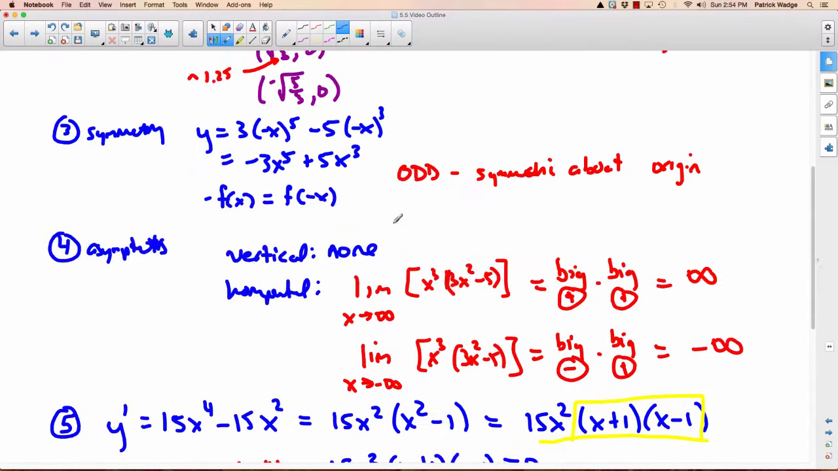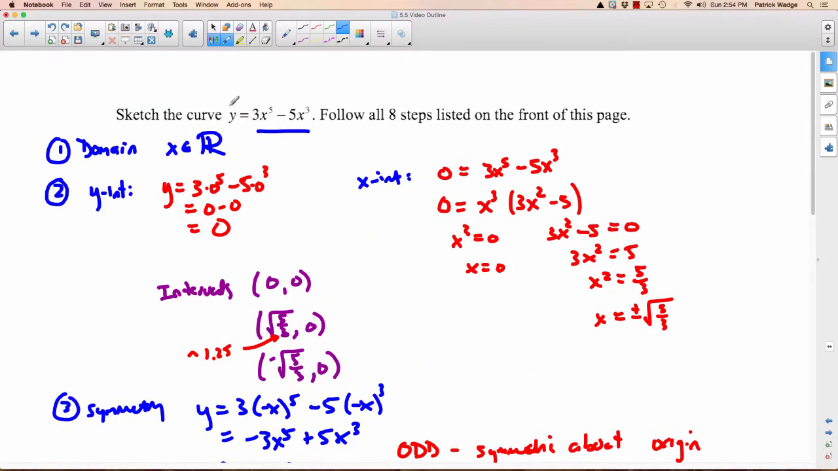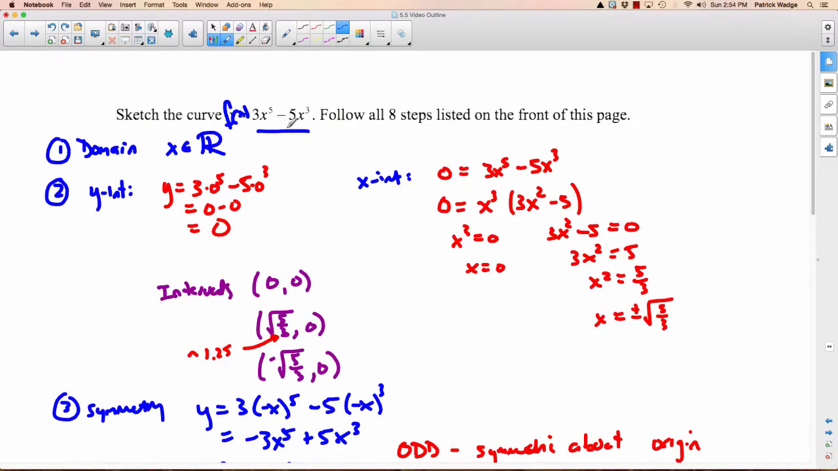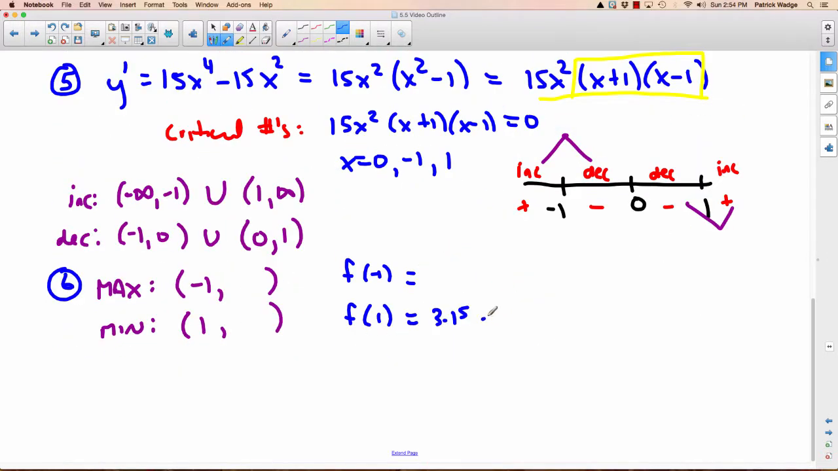So let's do that. Go back up here. I know it says y, but you know that means the same as f of x, right? So you just plug in 1 and negative 1 into there. Let's do 1 first. So we have 3 times 1 to the 5th, and then minus 5 times 1 cubed. So 1 to the 5th is 1 times 3 is 3, 1 cubed is 1 times 5 is 5, 3 minus 5 is negative 2. So this point is at 1, negative 2.